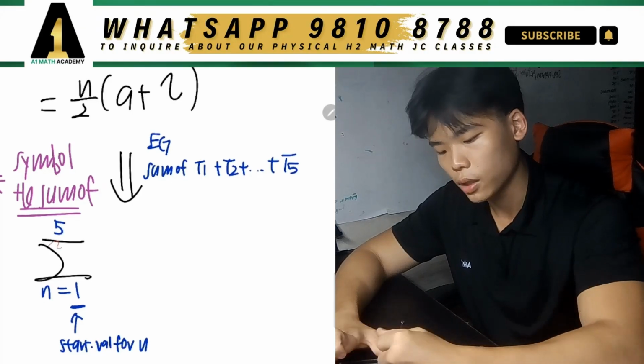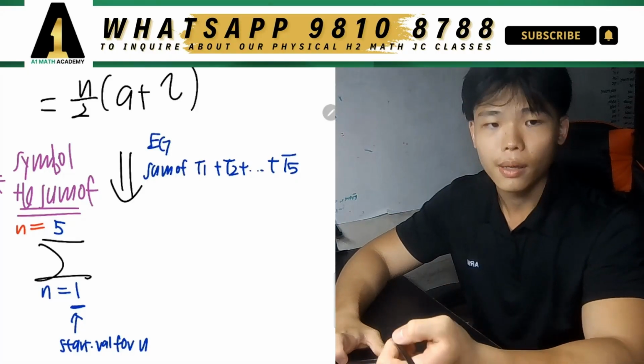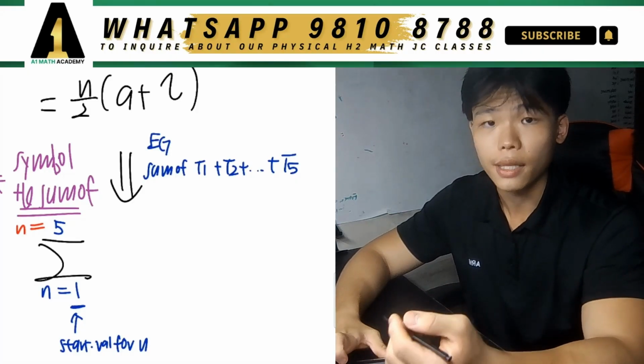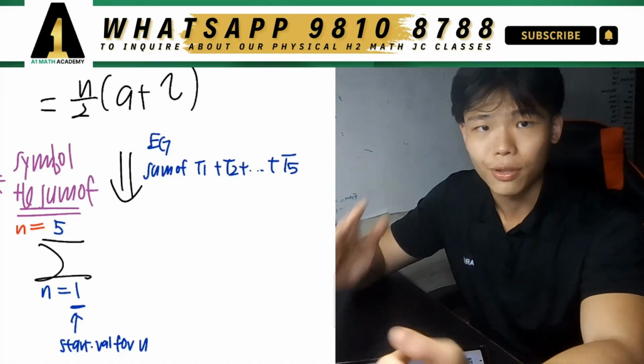Now note that over here, we typically do not write n equals to 5. We just write 5 over there. But you can write n equals to 5 over there if you want, if it makes it clearer for you. So sometimes you realize that it's not really necessary to do that.